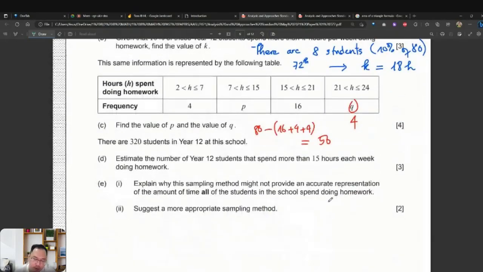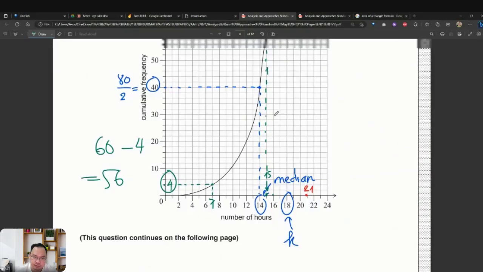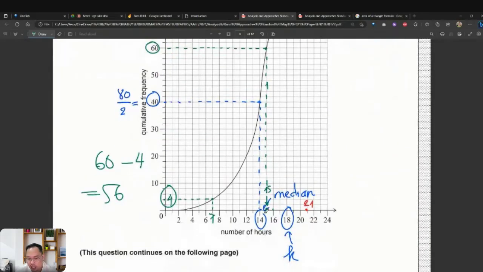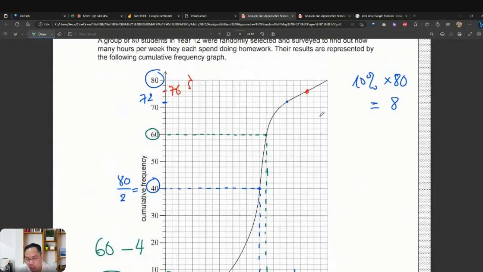Estimate, 3 marks. Wow, 3 marks just for one. But I said that there are 320 students in year 12 at this school. Okay. We can do the percentage. From this cumulative graph, there are 20 students spending from 15 hours to 24 hours per week doing the homework. It means 20 over 80, 1/4, 25%.